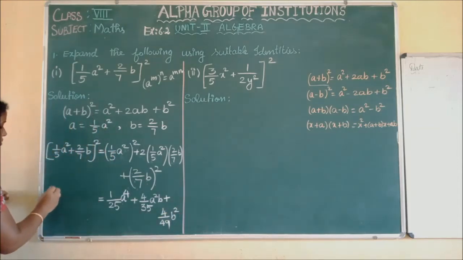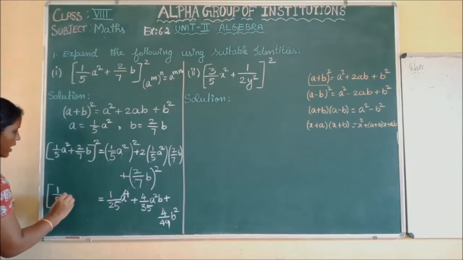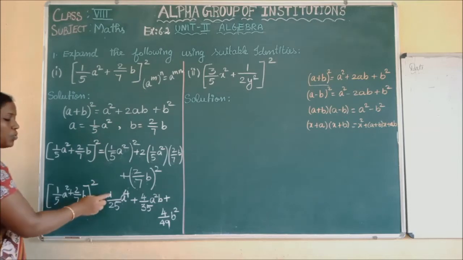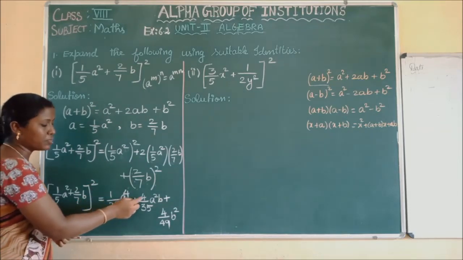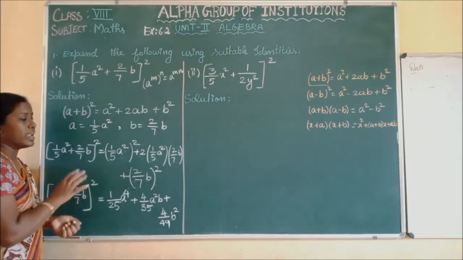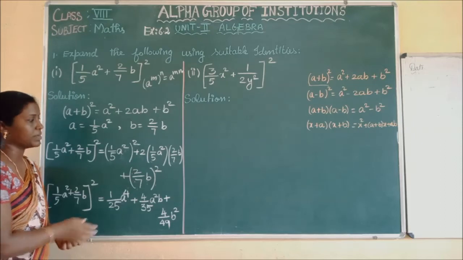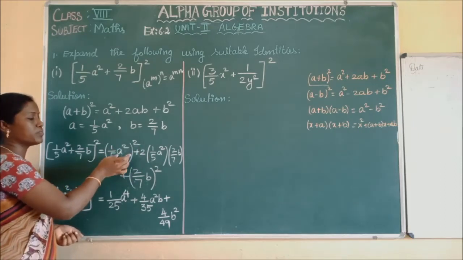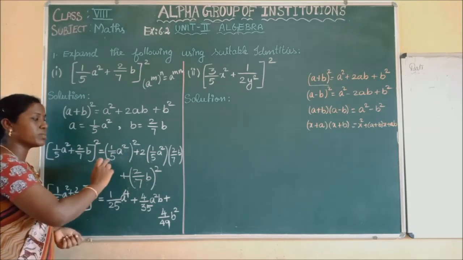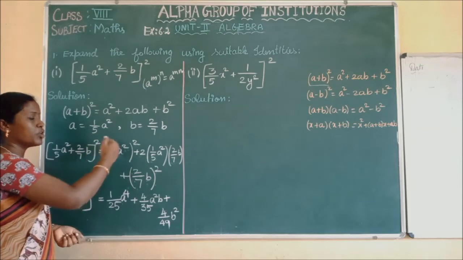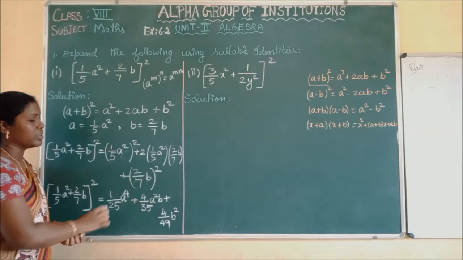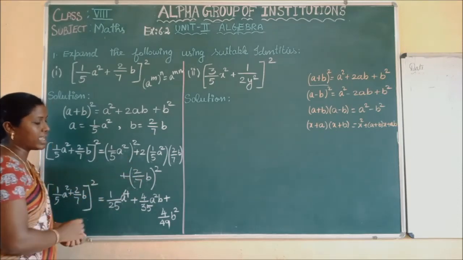So the expansion of the given 1 by 5 a square plus 2 by 7 b the whole square is equal to 1 by 25 a power 4 plus 4 by 35 a square b plus 4 by 49 b square. Like this we have to expand step by step. If square is there, don't think that the square is only for a, not like that. If 3 numbers are there in multiplication, the square is applicable for all the 3. If numerator and denominator are there, the square is applicable for both the numerator as well as the denominator. So do the calculation carefully and get the answer.